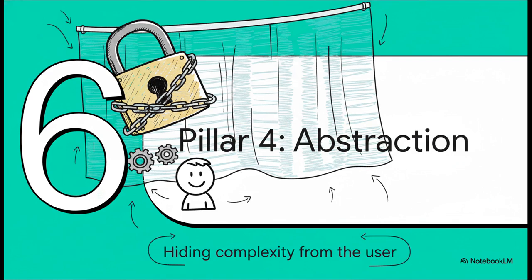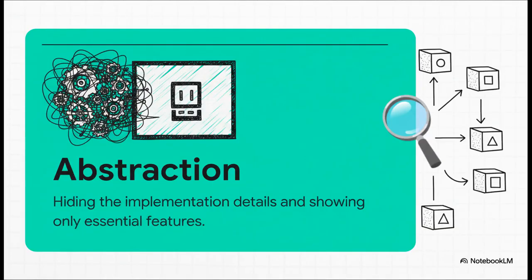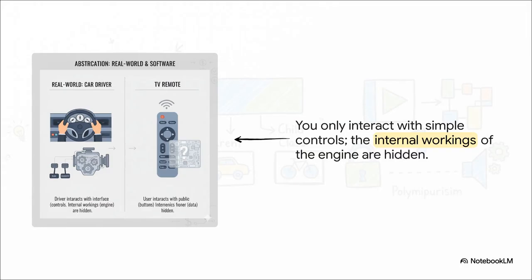Now, if encapsulation is all about hiding complexity inside an object, abstraction is about hiding that complexity from the person using the object. Abstraction is all about making things simple. It means we only show the user the essential features they need to interact with, and we hide all the unnecessary, complicated stuff under the hood. It's about creating a simple interface for a very complex system. You use this concept every single day.